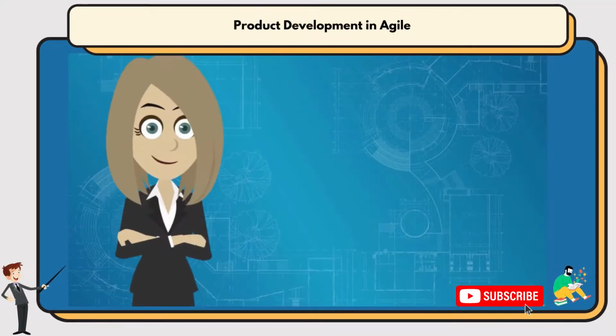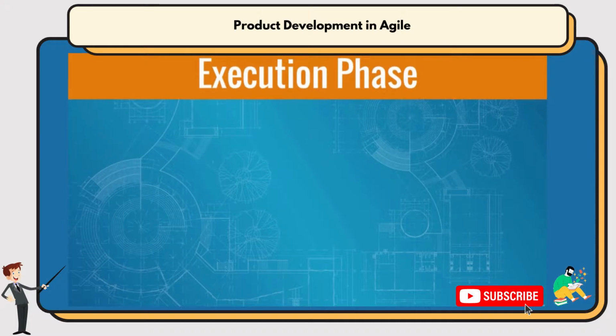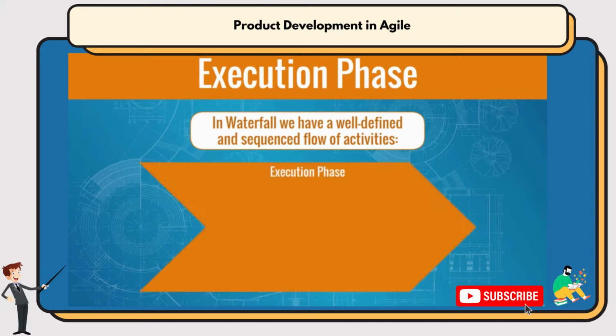Before we continue, we need to repeat a definition learned at the beginning of the course. A project is a temporary endeavor undertaken to create a unique product, service or result, right? Agile methodologies focus on the term product a lot. This will also be the word which we will use when discussing the project output or scope. Okay, let's focus on the project activities which take place during an execution. From theoretical perspective in Waterfall, we have a well-defined and sequenced flow of activities. We complete activity A and then move to B.